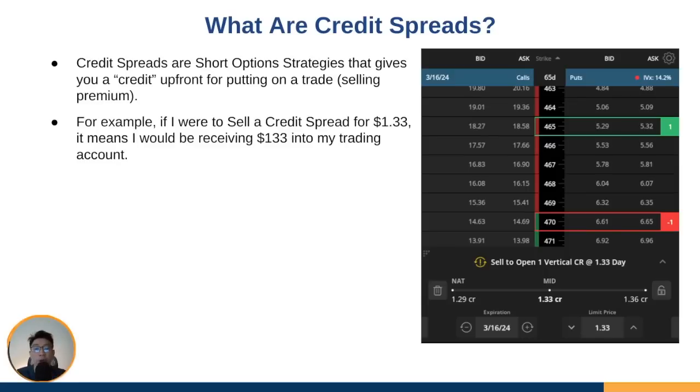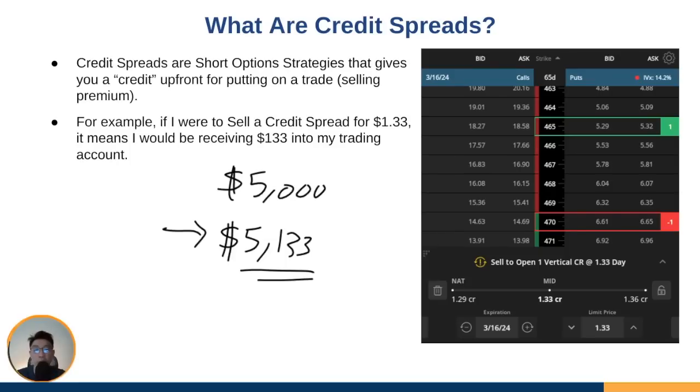So for example, if I were to sell a credit spread for $1.33, it just means that I will be receiving $133 into my trading account, right? Let's say I start off with $5,000. After I sell this credit spread, you'll notice that your account suddenly becomes $5,133. But what you need to understand is that although they have given you the $133 credit, they actually hold a certain amount of money for you to put on the trade. This is what you call the buying power reduction.